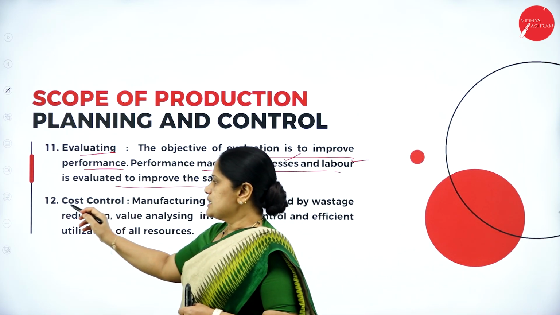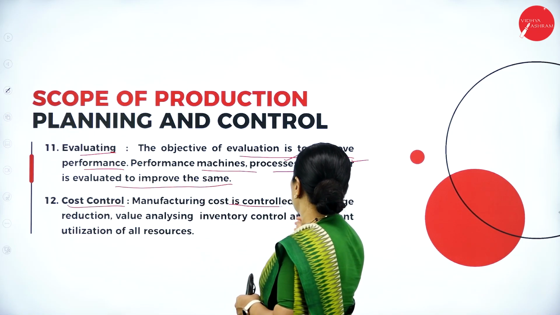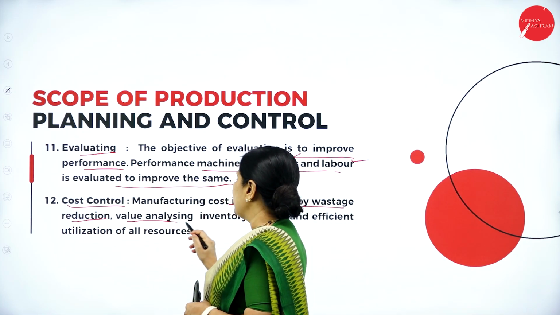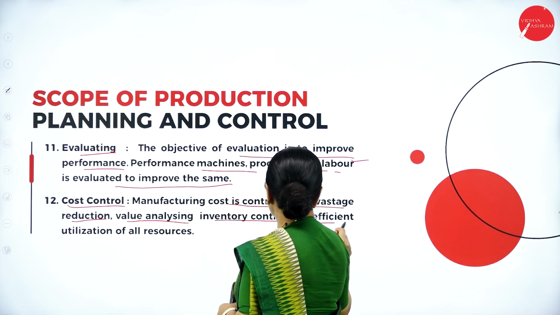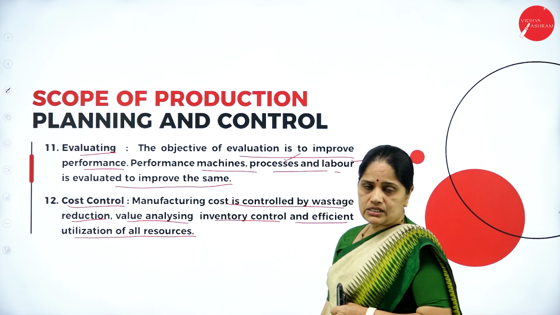Then the last aspect is cost control. Manufacturing cost is controlled by wastage reduction, value analysis, inventory control and efficient utilization of all resources.